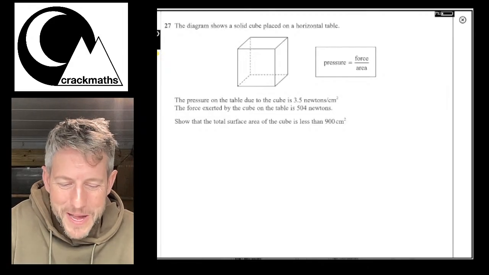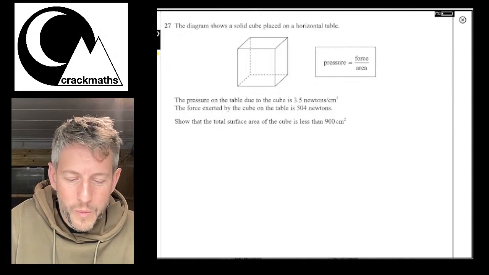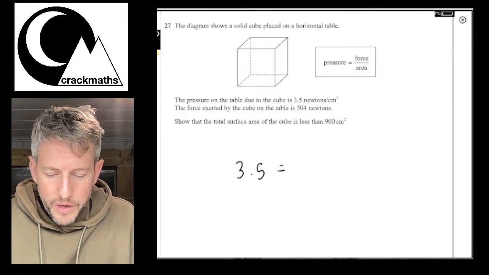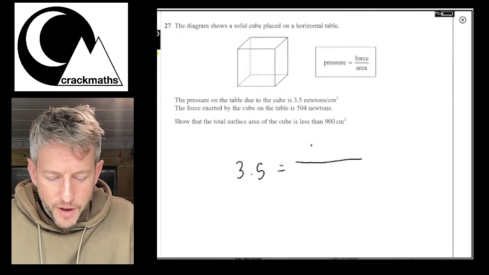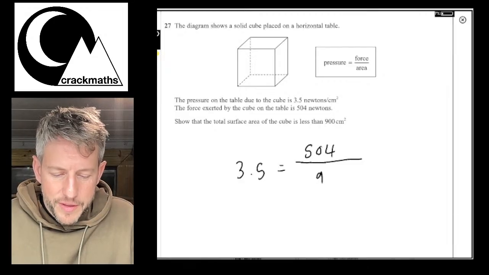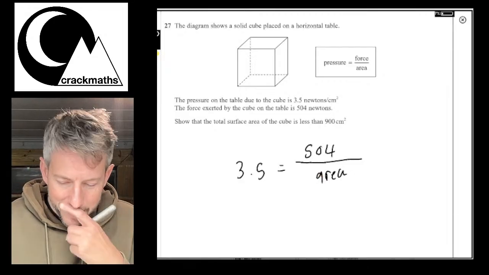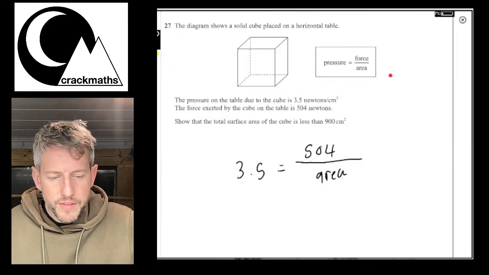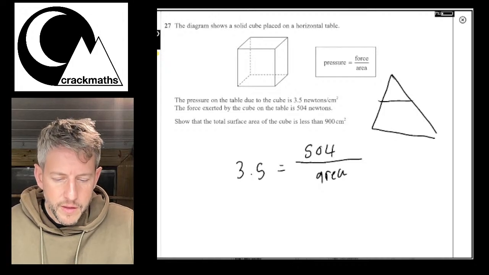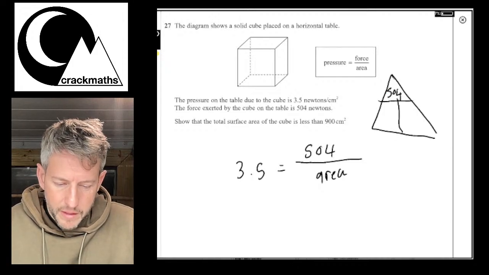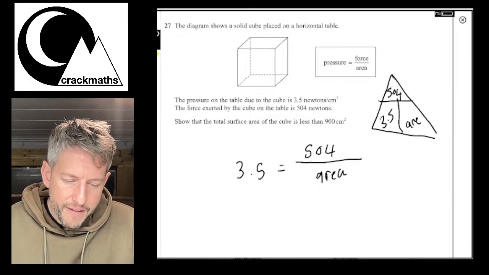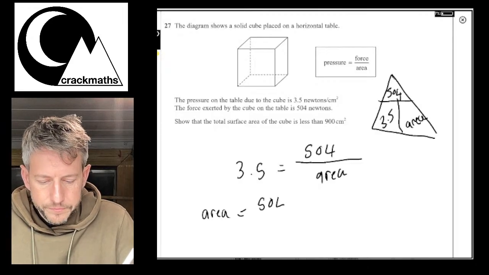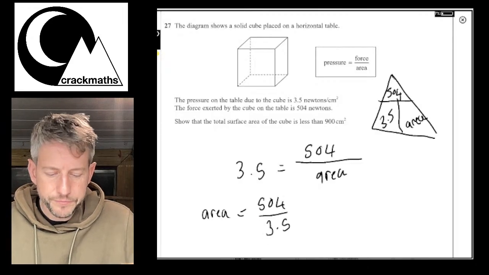Right, so let's just fill in what we can. We know that the pressure is 3.5. We know that the force is 504. And then we know that this is the area. Okay, so we've got two things and we can work out the third. You might have done these in science with your triangle. So if I've got the 504 here, I can do the 3.5 and then the area here. So the area will equal 504 divided by 3.5.